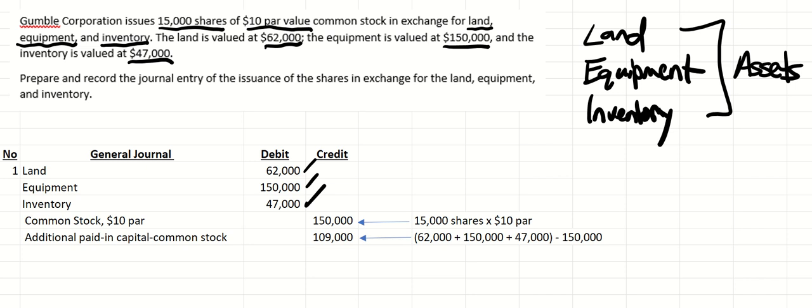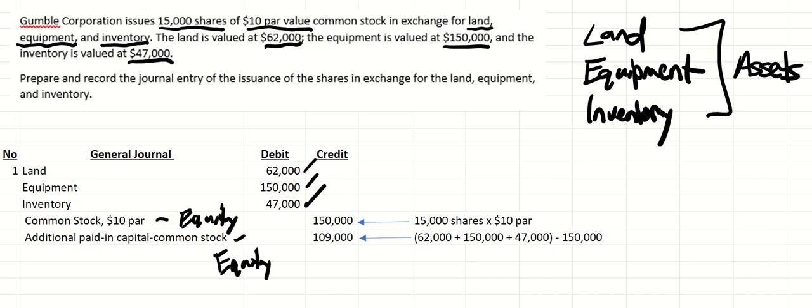So you take 15,000 multiplied by 10, that's 150,000, and then the difference of 259,000 from the debit column and $150,000, that's going to give you 109,000, which is going to be credited to additional paid in capital dash common stock. So common stock, we know this is an equity account, same as the additional paid in capital.